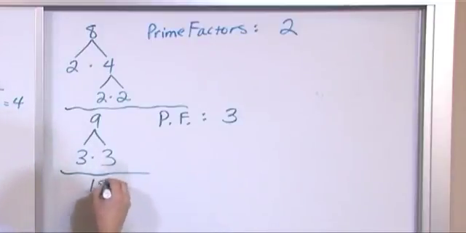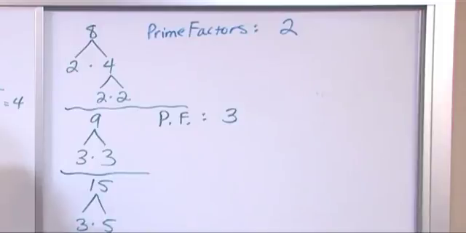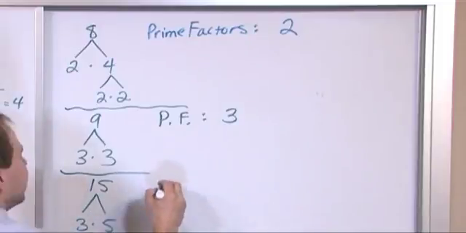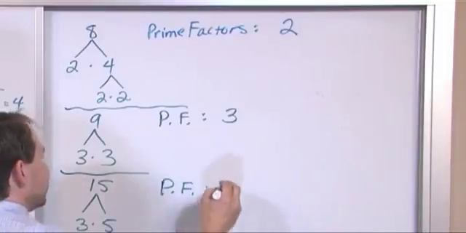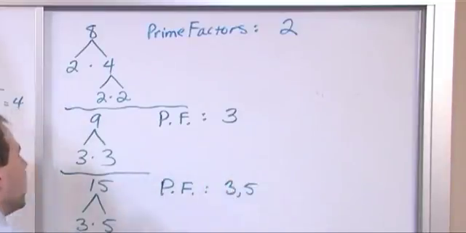Now, let's look at the number 15. The only thing I can think of would be 3 times 5. This is already prime, and this is already prime, so there's really nothing else to continue my factor tree. So the prime factors as a list is going to be the number 3 and the number 5.